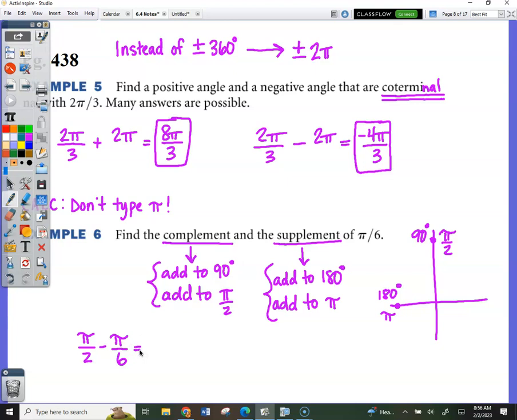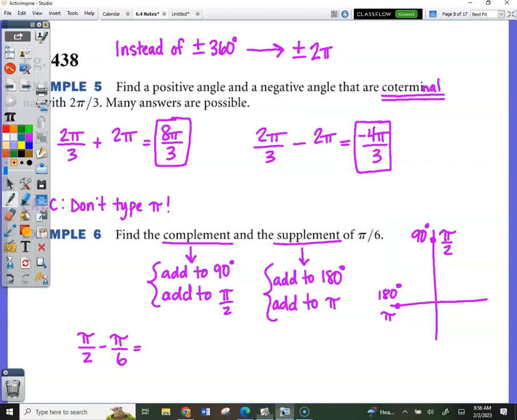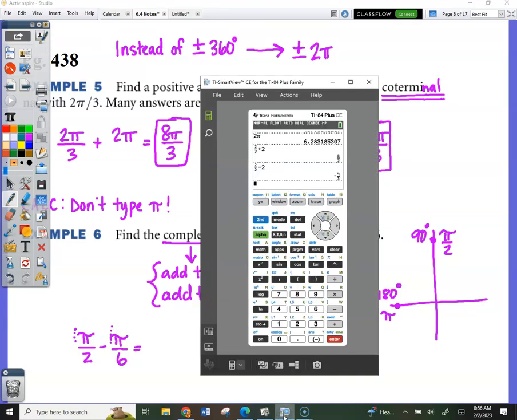Don't type pi in the calculator. What is the understood number in the top of those fractions? 1. That's what you need to type in the calculator. I'm going to put a 1 as a dotted line so that you'll know that when you go to the calculator. So we're doing 1/2 minus 1/6. And we get 1/3, which means with our answer we would write pi over 3.